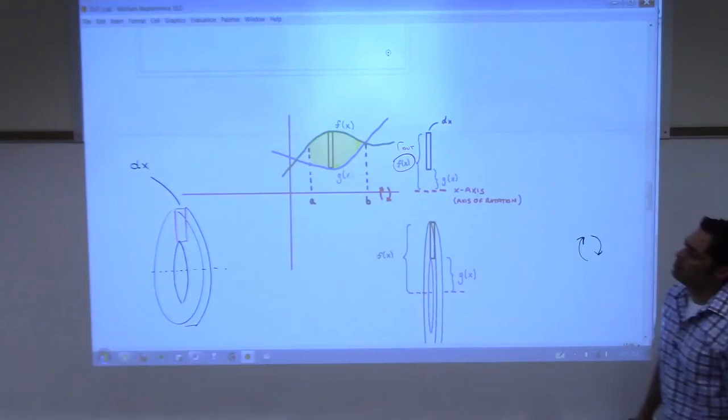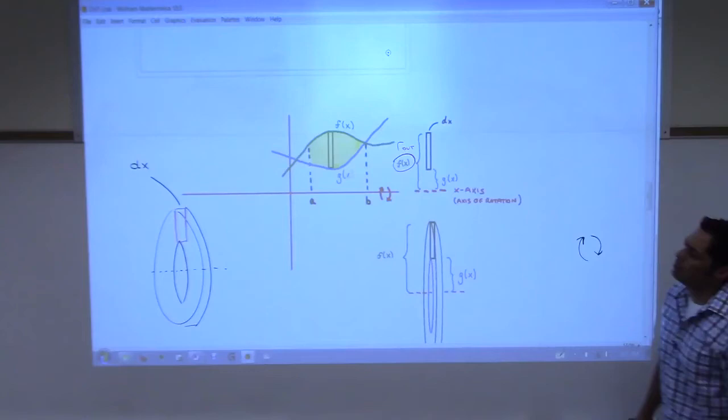Interesting, right? Let's compare that to last class. If I asked you for the area underneath this curve, your formula would be the integral from a to b of just the function, f of x dx. This would give you the area below that curve.